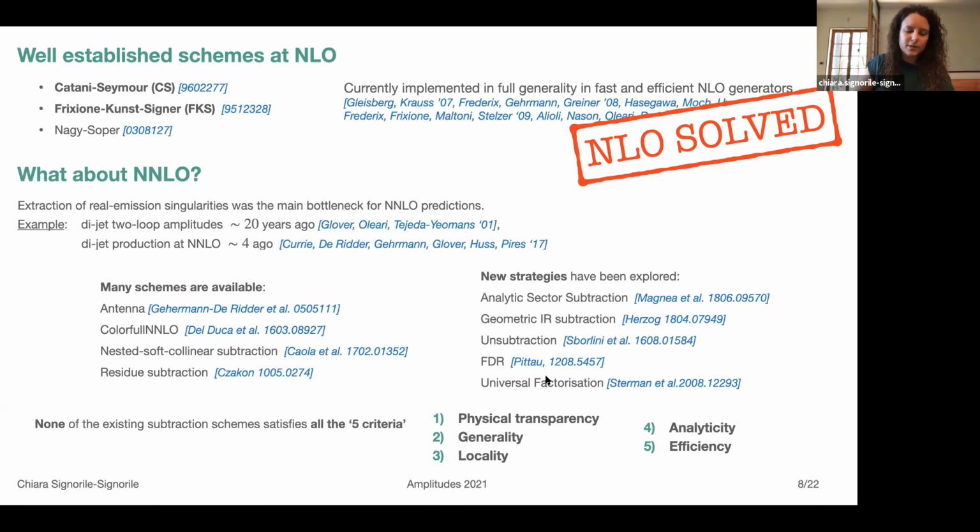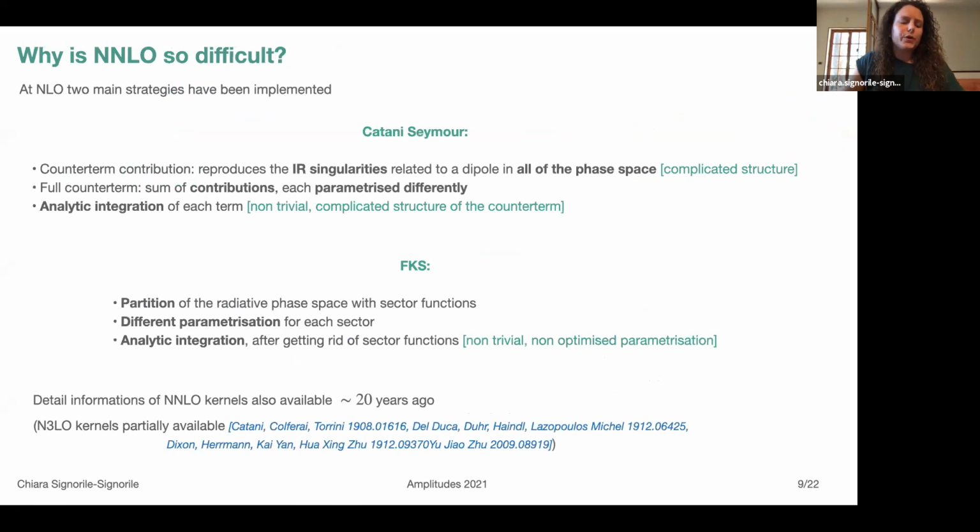So the reason for that is that we are still looking for the best possible subtraction scheme. We are still looking for a method able to accomplish these five requirements, the so-called five criteria. The perfect scheme has to be physically transparent, general, local, analytic, and efficient. So the question is, why is it so difficult?